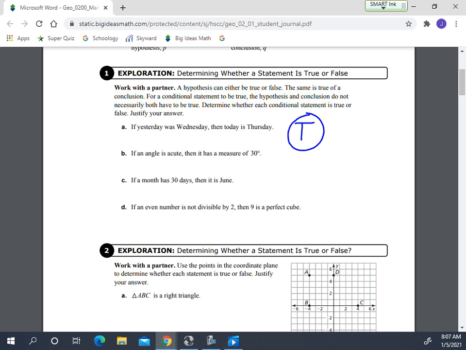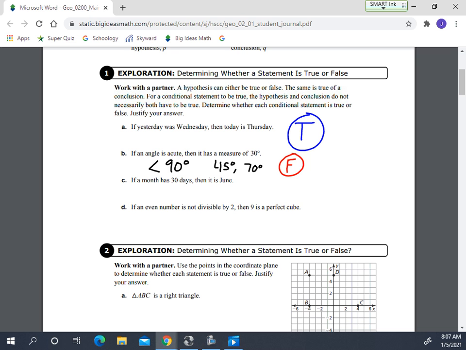If an angle is acute, so what does acute mean? Acute means less than 90 degrees. Then it has an angle measure of 30 degrees. Is that true or false? This one's actually false. Why? Because we could have 45 degrees, we could have 70 degrees, right? Any degree that's less than 90 is an acute angle. So it's not necessarily always 30 degrees, right? So that's a false statement.